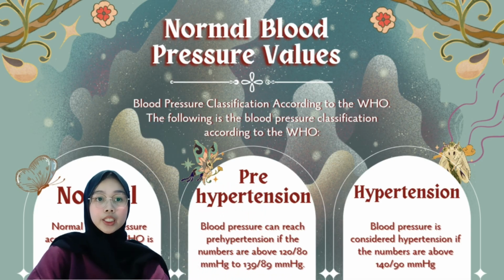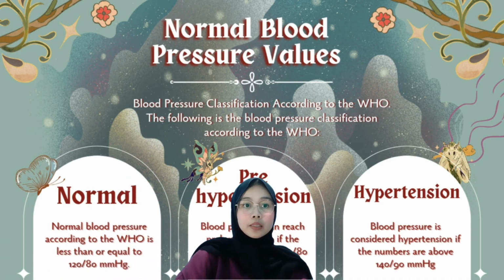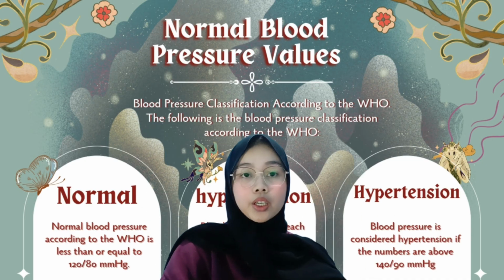Blood pressure is in the prehypertension range if the numbers are above 120 per 80 mmHg up to 139 per 89 mmHg. Okay, the third, hypertension. Blood pressure is considered hypertension if the numbers are above 140 per 90 mmHg, or millimeters of mercury. Blood pressure consists of systolic and diastolic pressure.